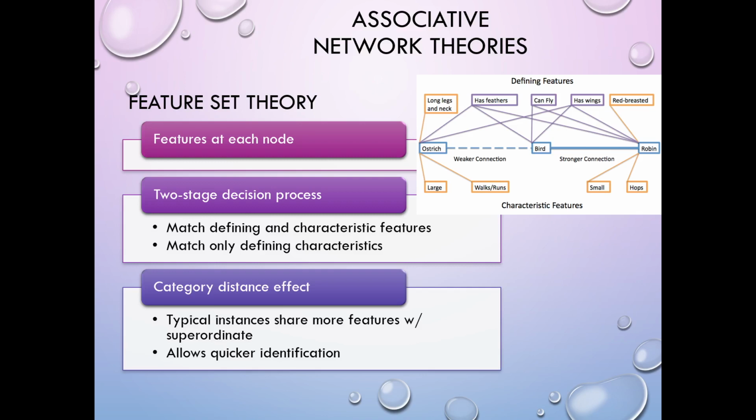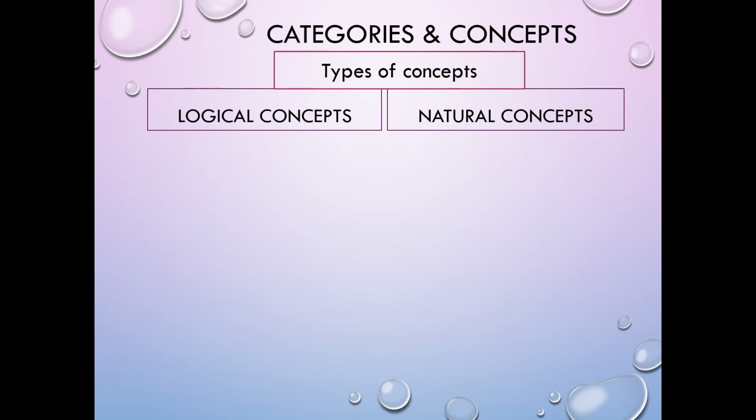Instead, this model says how many features are shared with the superordinate category, right? So if you have a bird as your concept, and the defining features of a bird are has feathers, can fly, and has wings, well, a robin has all three of those. An ostrich has two of those. So having more in common makes it easier, faster for you to identify a robin as a bird. So it has nothing to do with actually physically moving up the hierarchy. It has more to do with how many characteristics are shared in common with the concept.